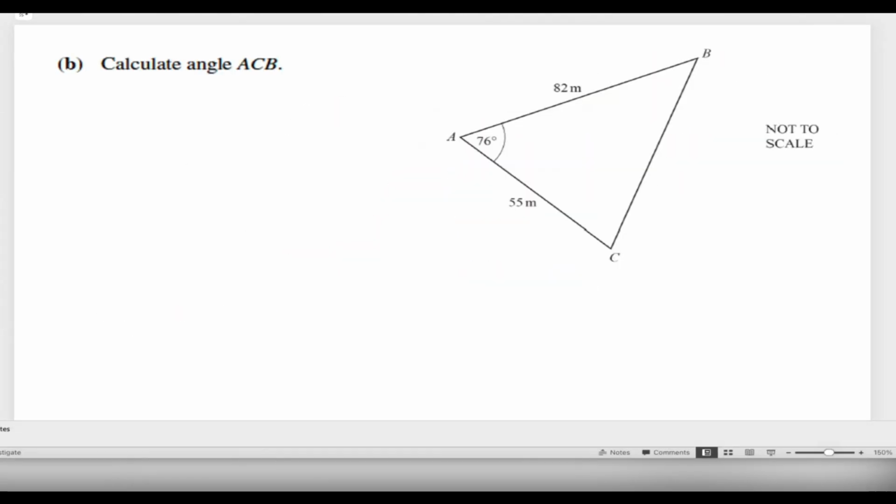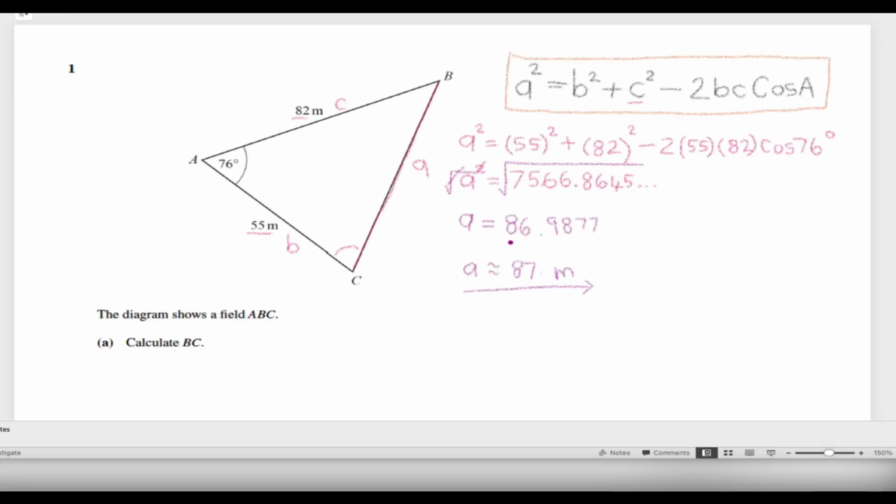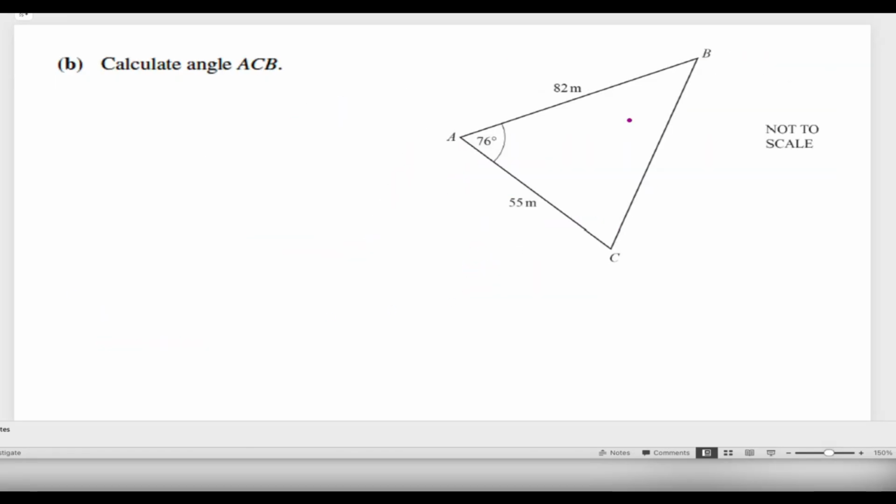Calculate angle ACB. Okay, so this is question B. Remember, we know that a is 87 meters. So this value over here is 87 meters. Just going to fill it in. And we know that this is side A, this is side C, and this is side B. Now we have to calculate angle ACB. So it's this angle over here.